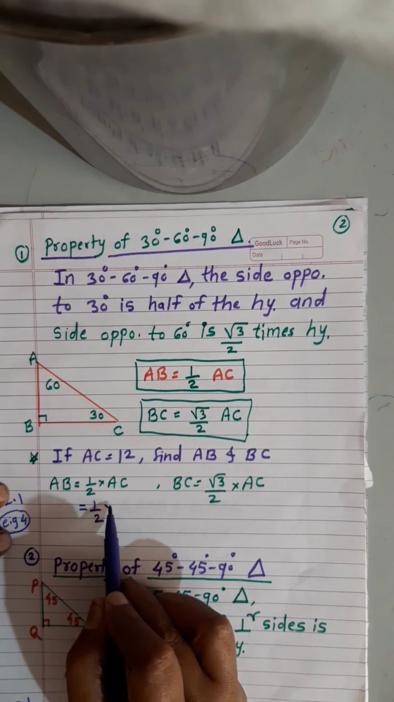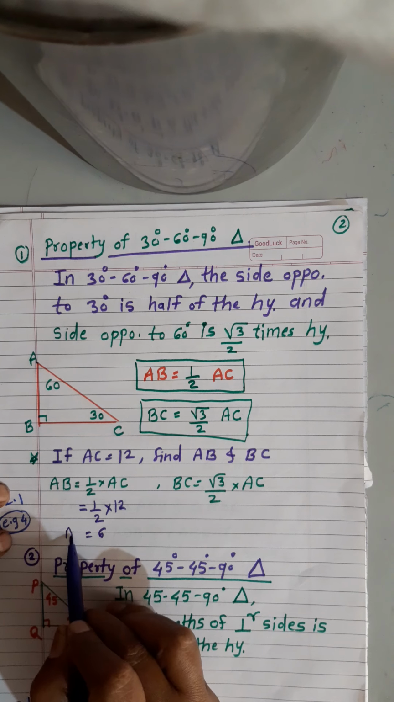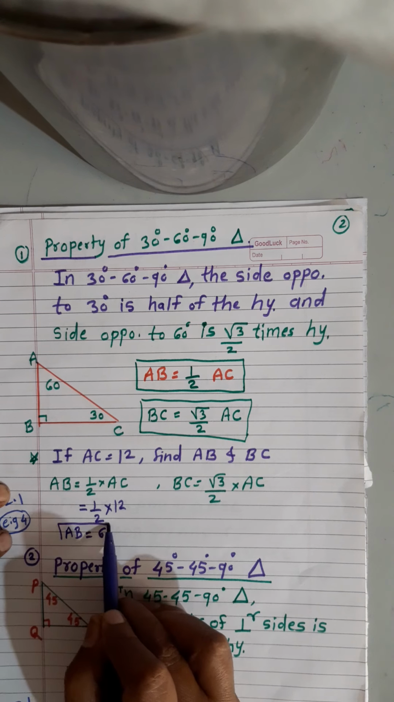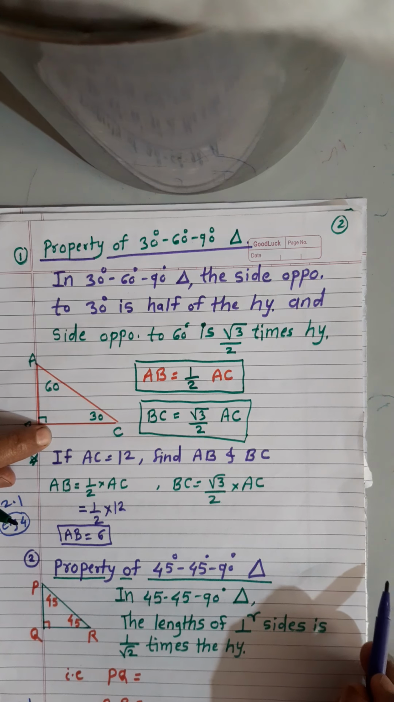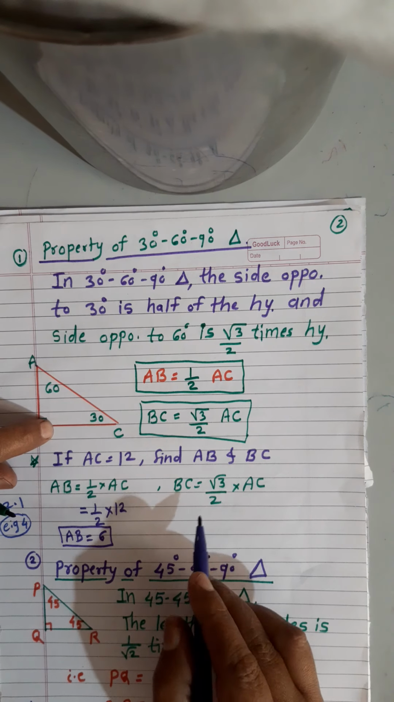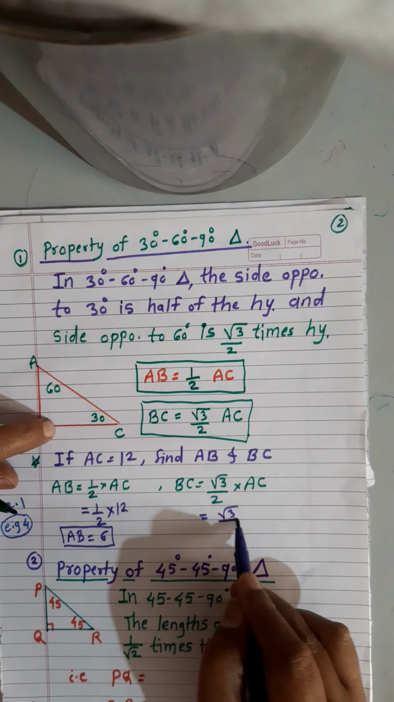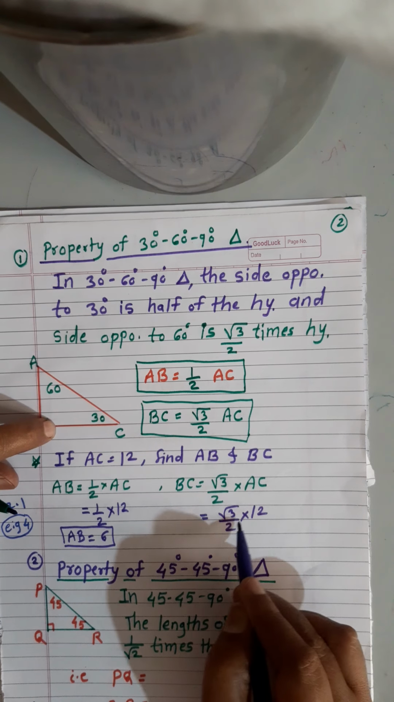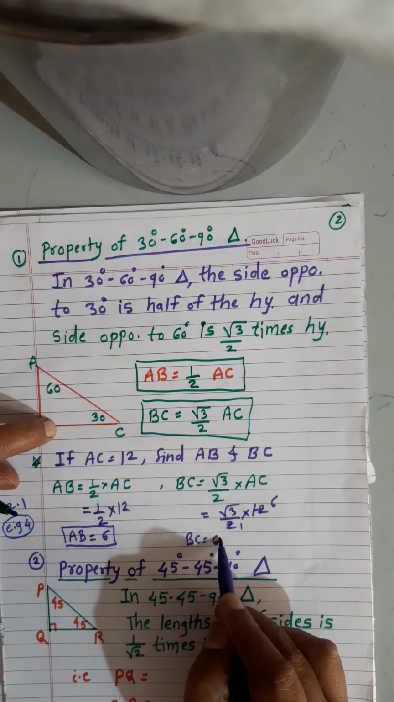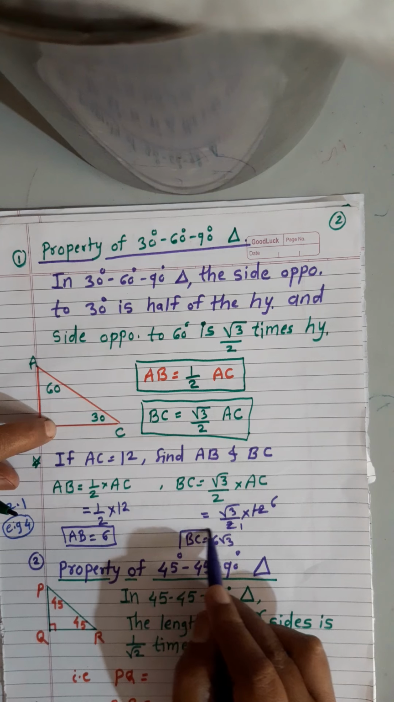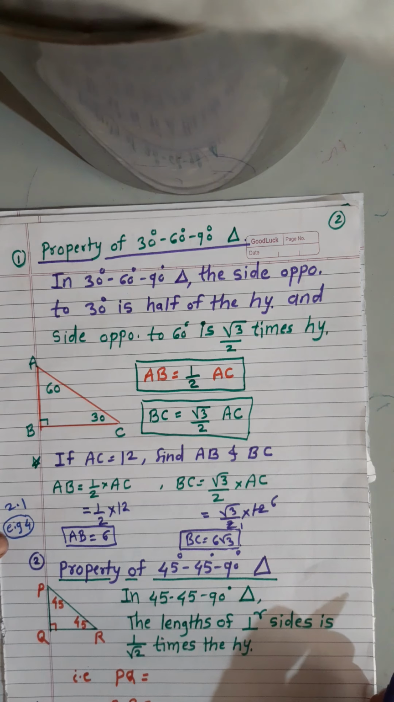Half into AC means half into 12. Therefore, what is the value of AB? AB equals 6. And what is BC? BC is the side opposite to 60. Therefore BC equals root 3 upon 2 into AC. Root 3 upon 2 into 12, divide, and therefore BC equals 6 root 3. In 2.1, example 4 is like this.